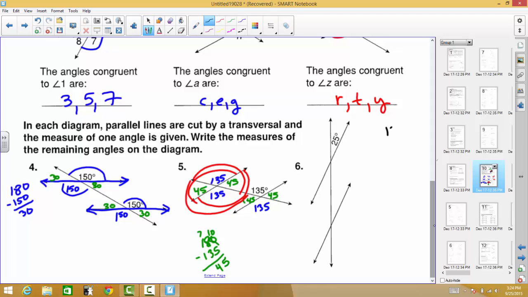Okay, 180 minus 25. So 10 minus 5 is 5. 7 minus 2 is 5. And then you have the 1. So this angle right here is 155 degrees. It makes sense. It should be pretty big. So this is 155, and this is 155, and this is 155. And then the 25 are all these little ones.